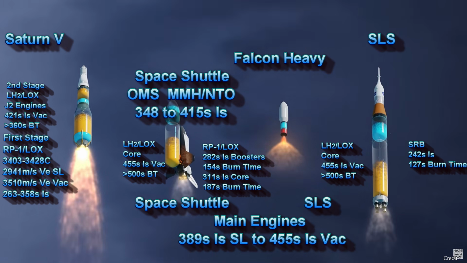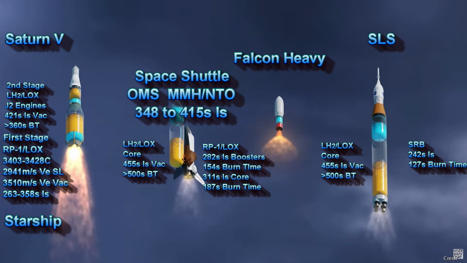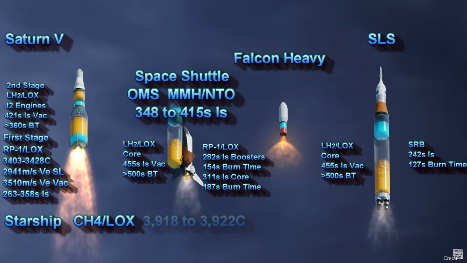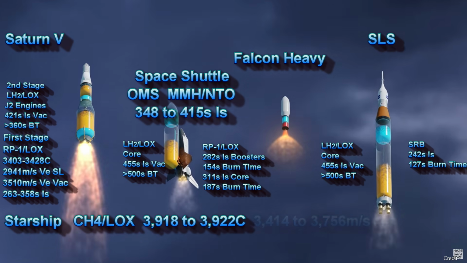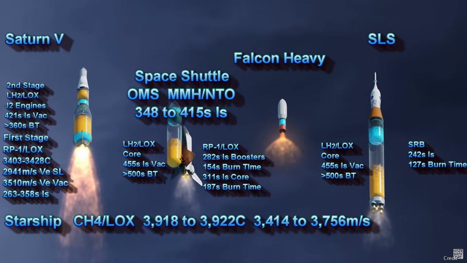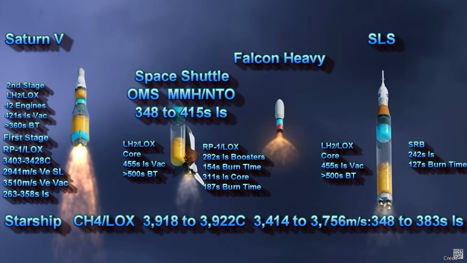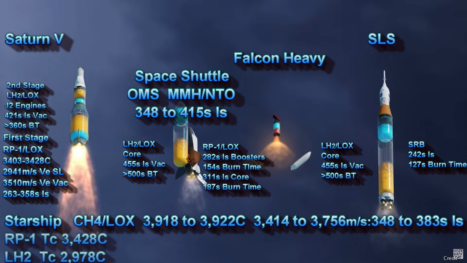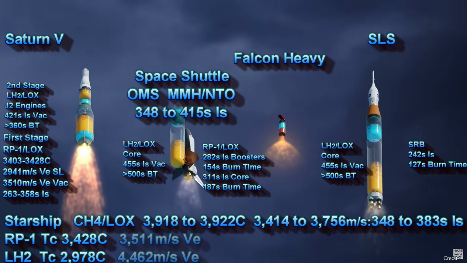If we also consider a methane-fueled rocket like the Starship, we see that this fuel, when burned with pure oxygen, produces a combustion temperature of 3,918 to 3,922 Celsius, with an exhaust velocity of 3,414 to 3,756 meters per second, giving a specific impulse of 348 to 383. You may have noticed something odd. The RP1 burns hotter than the hydrogen, yet the hydrogen has a much higher exhaust velocity.